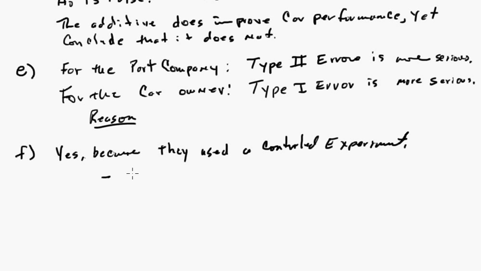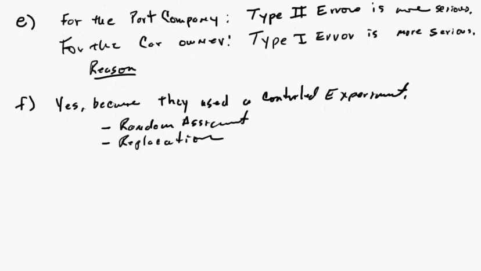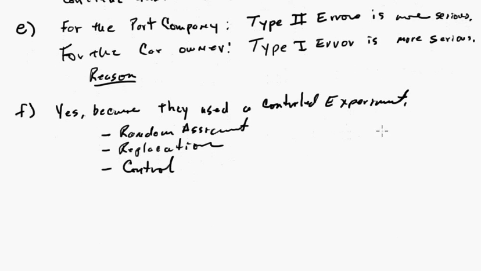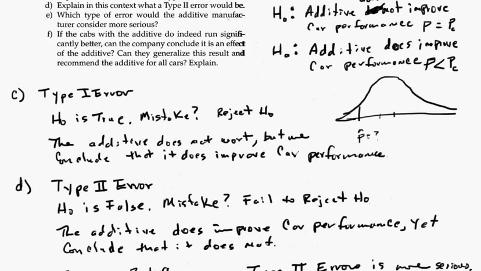What are those requirements again? You have to have random assignment. What else do you have? You have to have replication. And what else? You have to have control. And they did. They controlled all of the factors, and they used a placebo for control as well. Okay, so that's the first part. Now let's look at the second part. Can they generalize this result and recommend the additive for all cars?